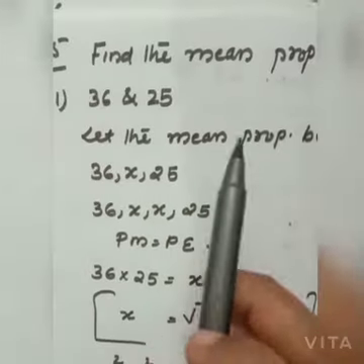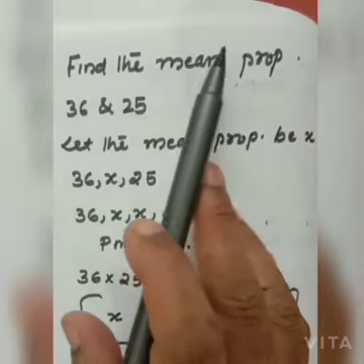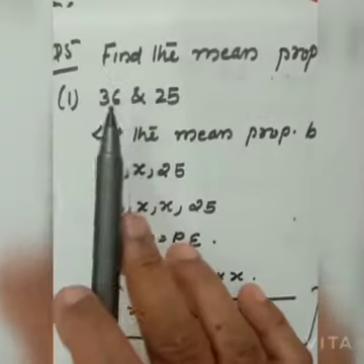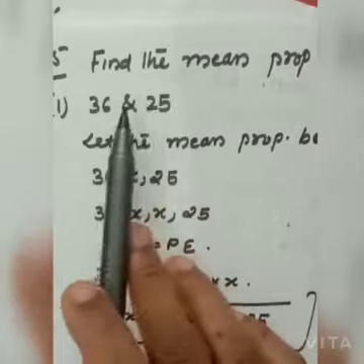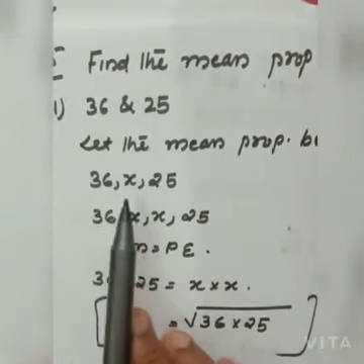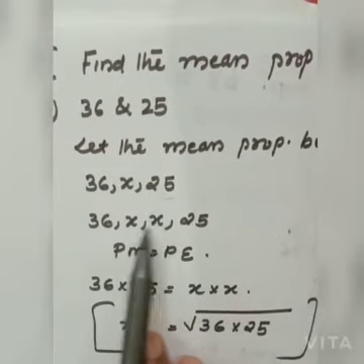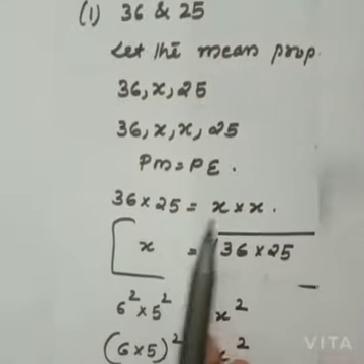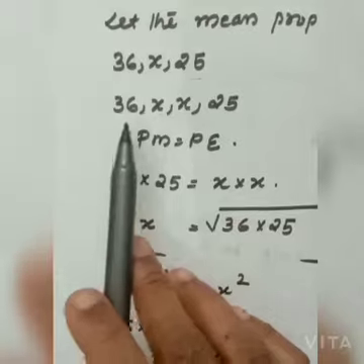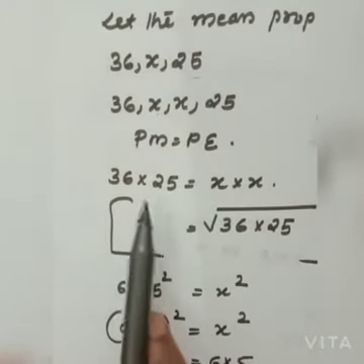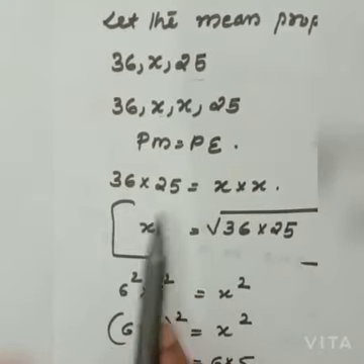Question number 5. Find the mean proportion. I already told you, mean meaning middle. 2 numbers are there. Mean proportion. Let the middle number be x. 3 numbers are there, then the middle number will come 2 times. x into x, x square, equals 36 into 25. 36, which number? x into x, x square.